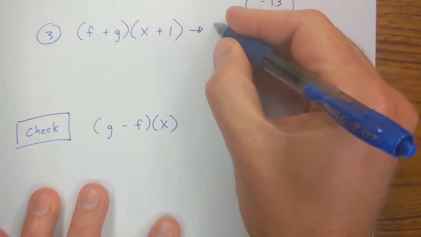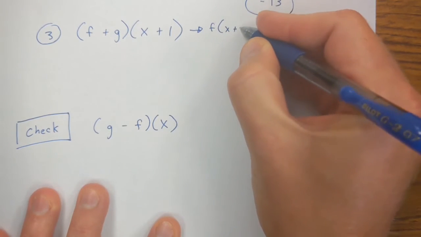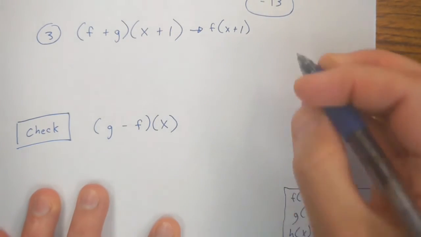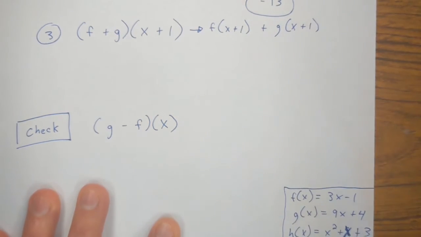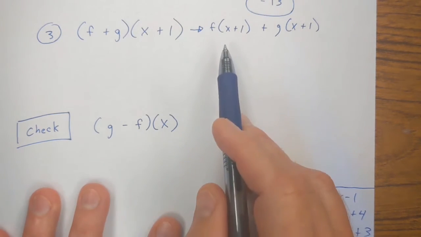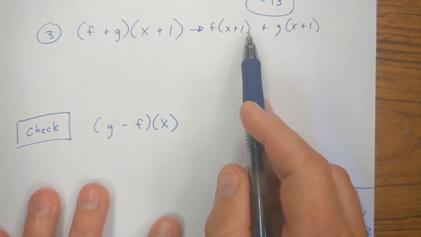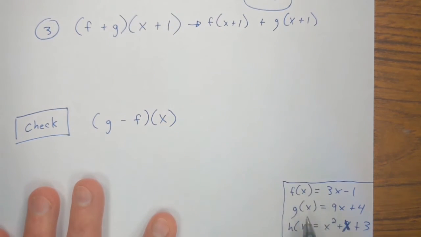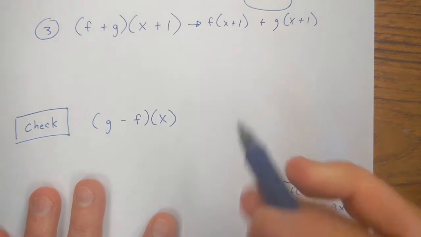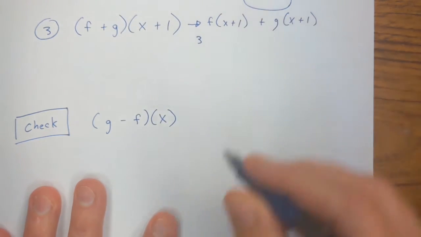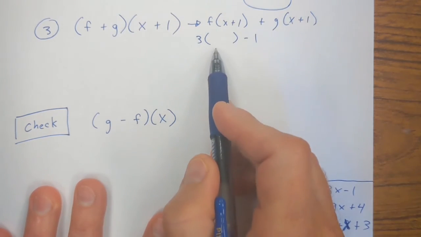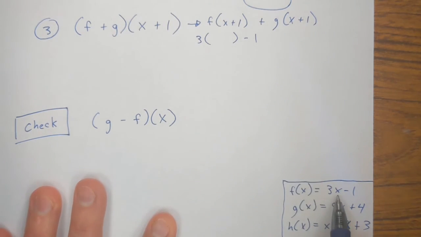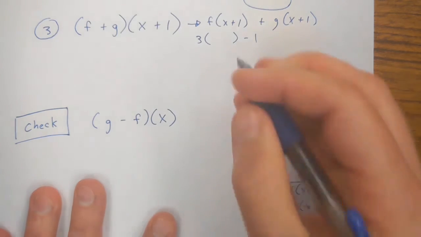This literally translates to f of x plus 1 plus g of x plus 1. So what that means is I have to now take this expression, x plus 1, and input it into f. In other words, I'm going to take away this x right here. I'm going to take the 3x minus 1. I'm going to take away the x, leave a hole where the x used to be, and input in its place an x plus 1.